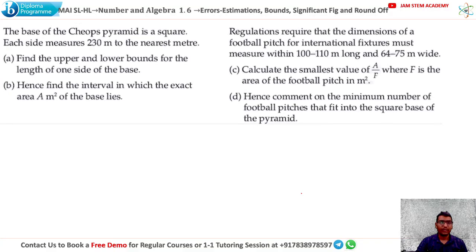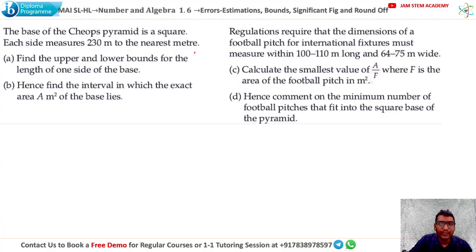Next problem. The base of Cheops pyramid is a square. Each side measures 230 meters to the nearest meter. Now first part says find the upper and lower bound of the length of one side of the base. So in order to find the upper bound or lower bound, what you have to do is check for the given units. It's in meter. So we have 230 meters.